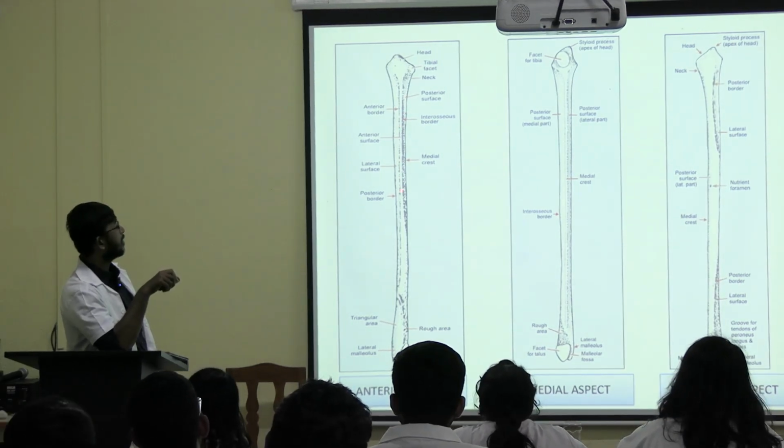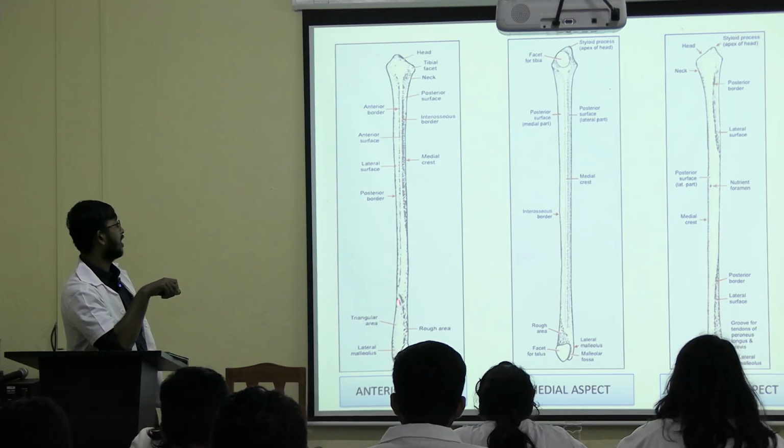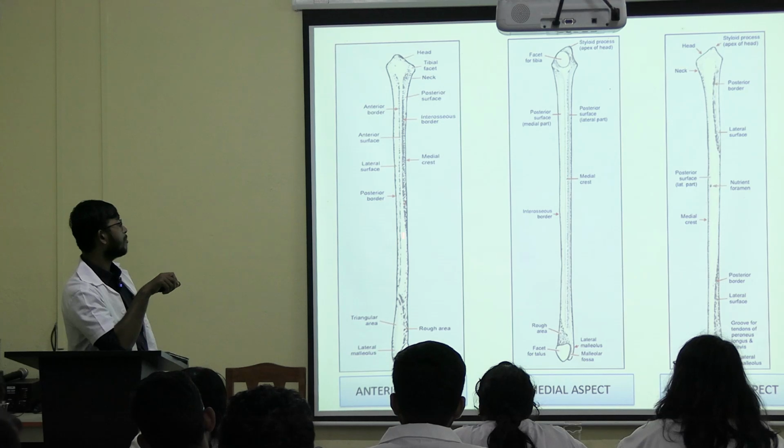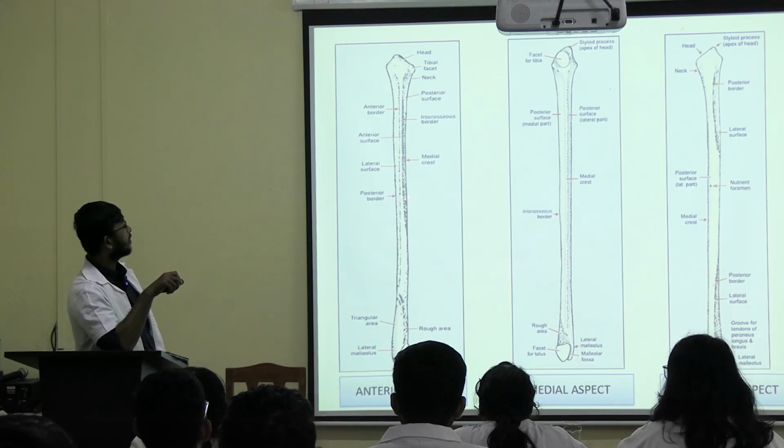But if you come to the lower end, you will see that the anterior border goes downwards, almost reaching the superior part of the lateral malleolus. But the interosseous border, coming downwards, goes almost medially. So in this way you can differentiate the anterior border and the interosseous border. This is the interosseous border.